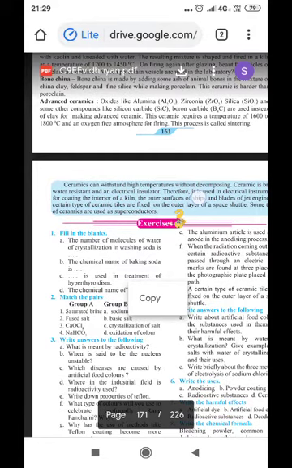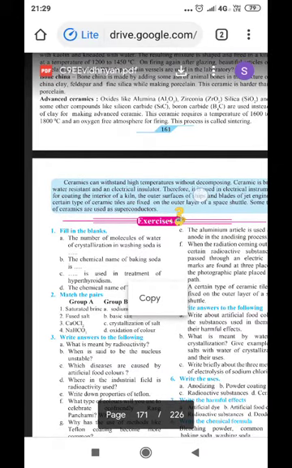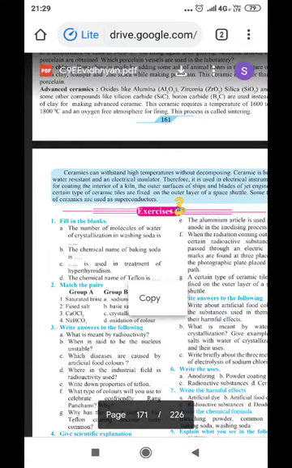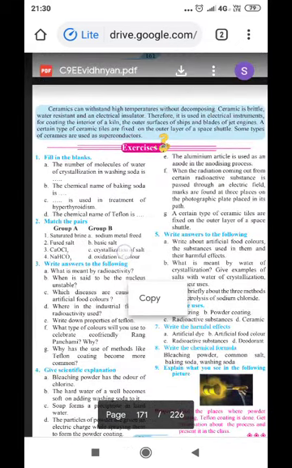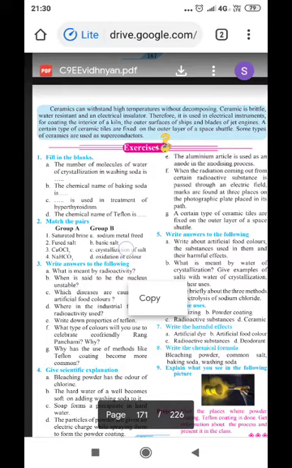Then advanced ceramics. Oxides like alumina Al2O3, zirconia ZrO2, silica SiO2, and some other compounds like silicon carbide SiC, boron carbide B4C are used instead of clay for making advanced ceramic. This ceramic requires a temperature of 1600 to 1800 degrees Celsius and an oxygen free atmosphere for firing. This process is called sintering. Ceramics can withstand high temperature without decomposing. Ceramic is brittle, water resistant, and an electrical insulator.